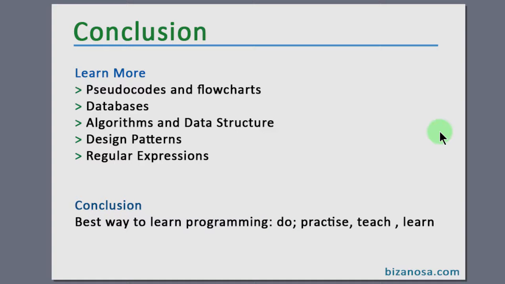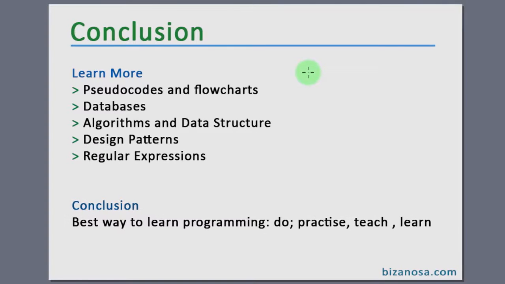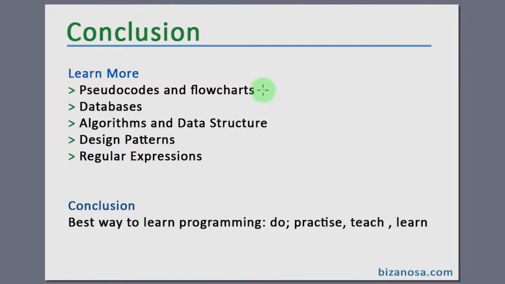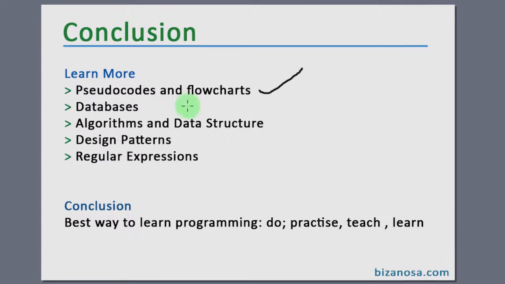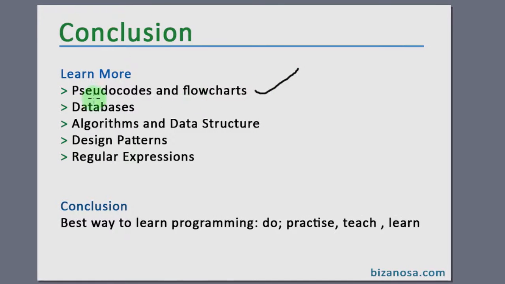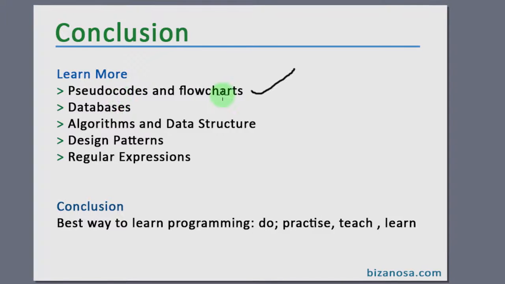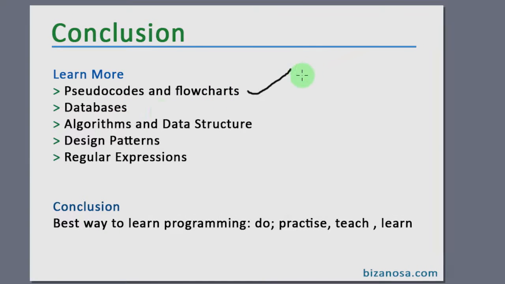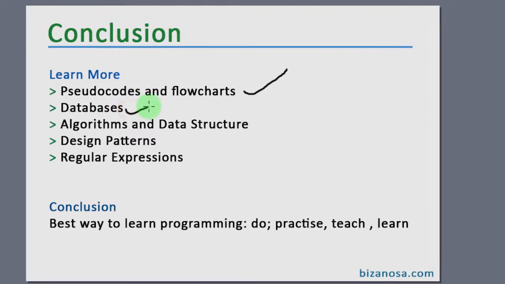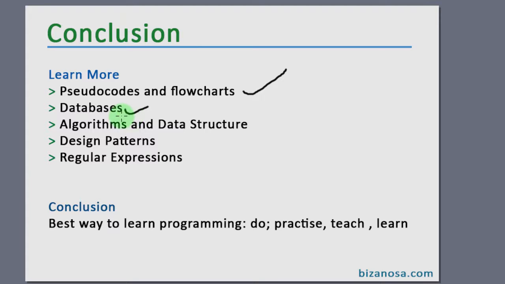Of course, I didn't cover everything in the course. There are some things you have to go out and improve your own knowledge and skills yourself. So this is a very simple thing. I didn't want to cover this. You can go online and just find something about pseudocodes and flowcharts. Learn more about that. Of course, this is very important. You have to know about databases. There are so many types of databases, and just learn how you can use them for your programming.